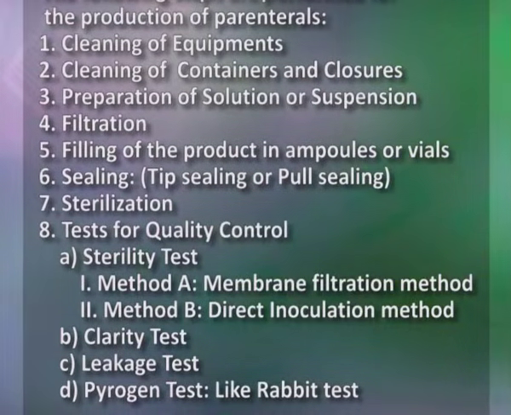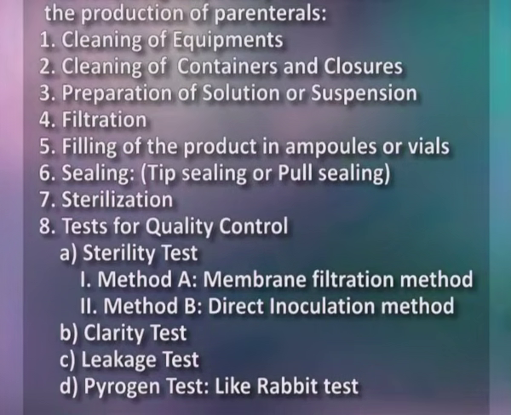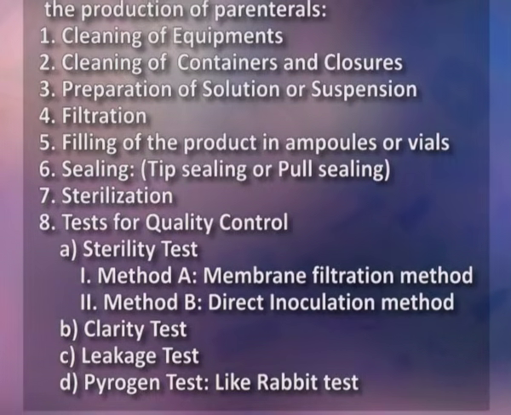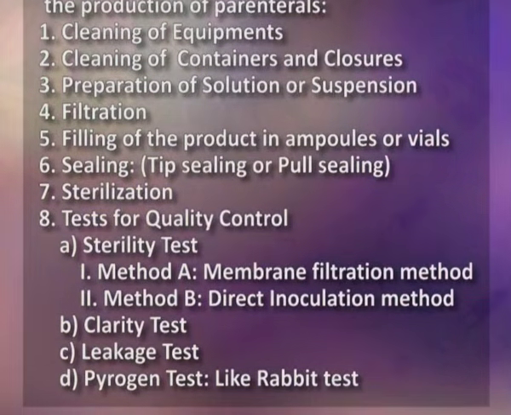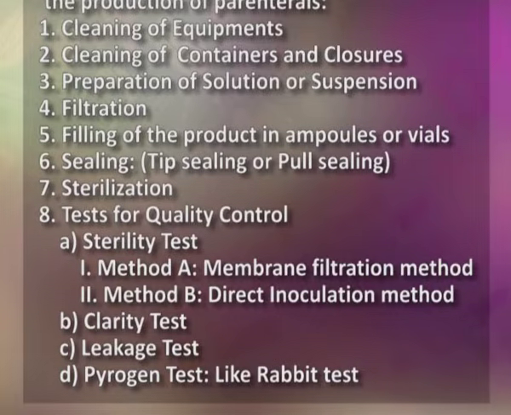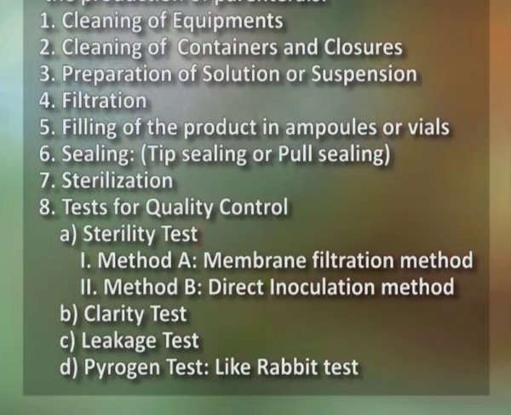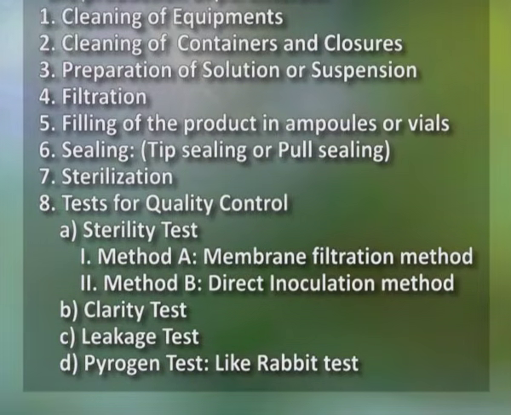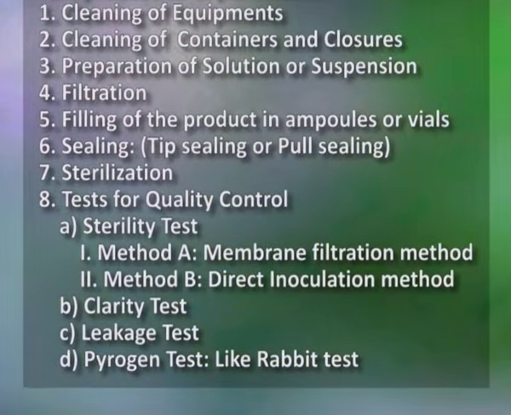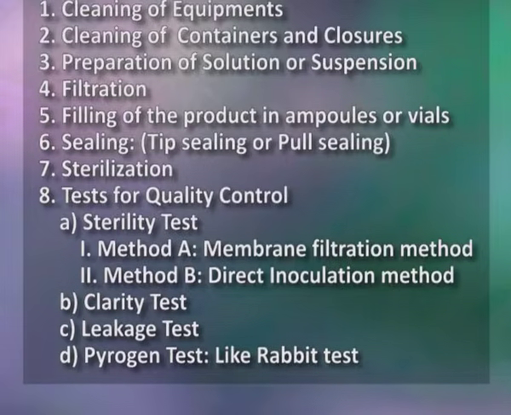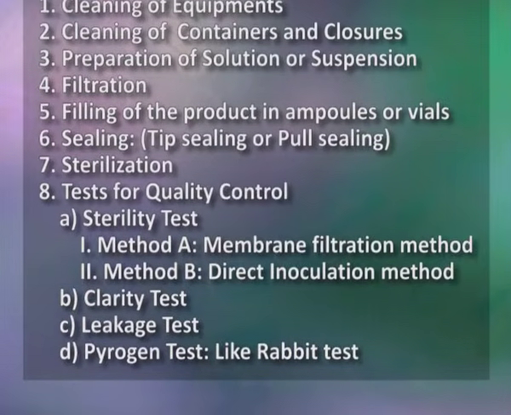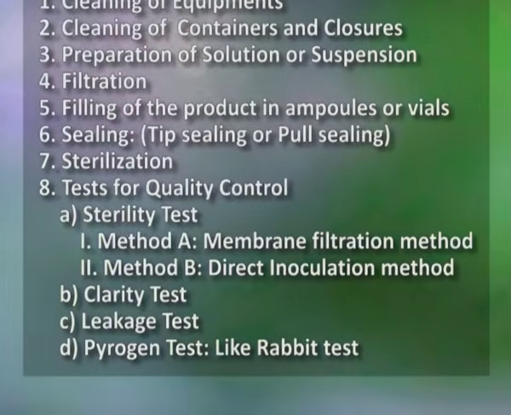As per IP there are two methods, method A and method B. Method A is membrane filtration method and method B is direct inoculation method. Second is clarity test, third parameter is leakage test, fourth is pyrogen test like rabbit test.